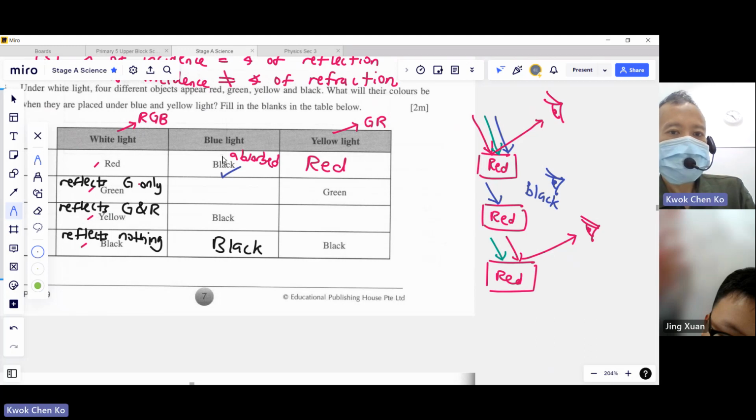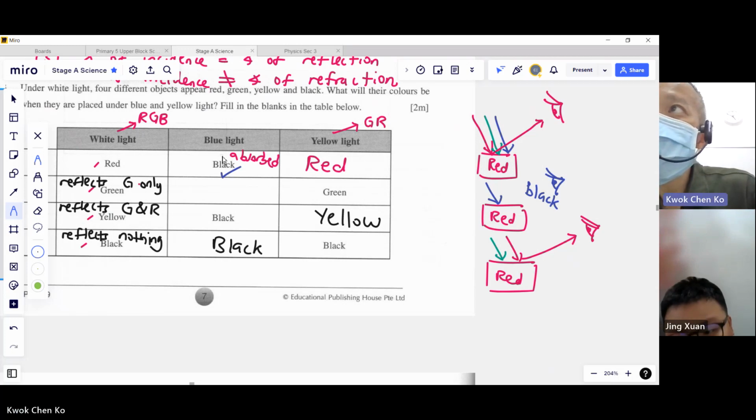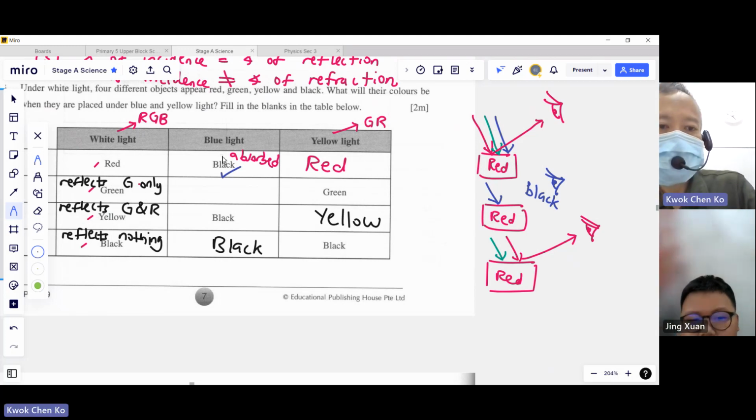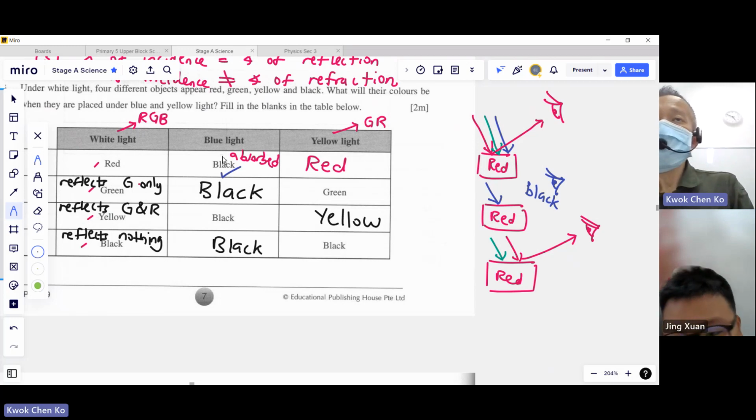How about the yellow object? If you shine yellow light on it, too easy. Of course, you're going to see it's yellow. Light on it, what do you think? Yeah. Do I need to elaborate further?